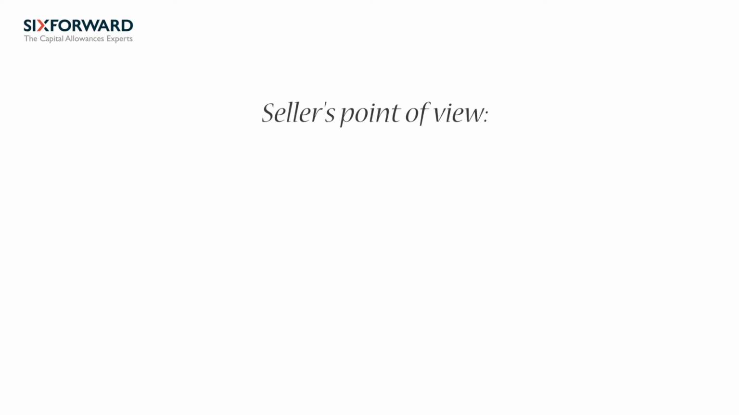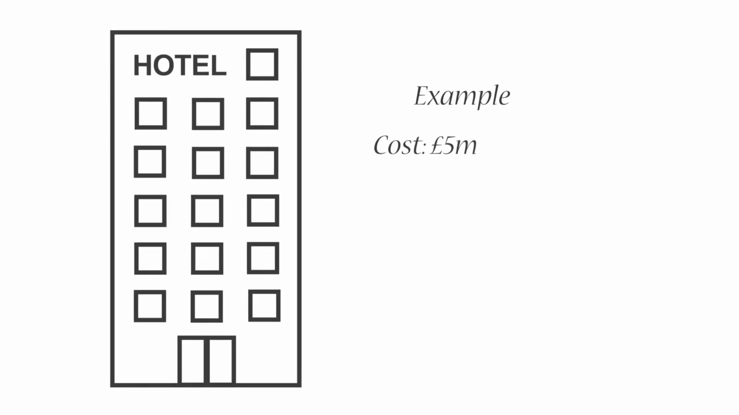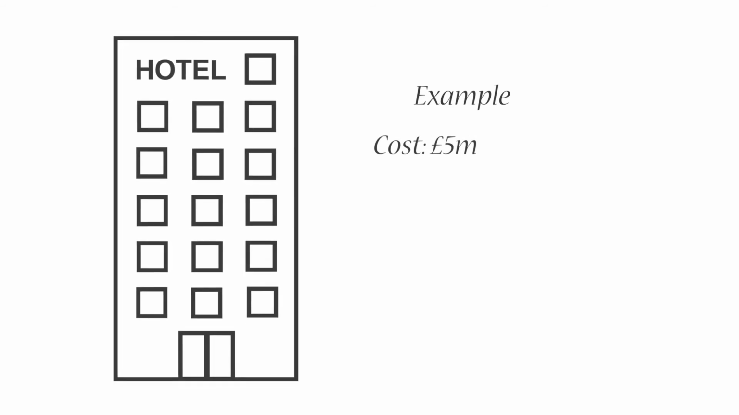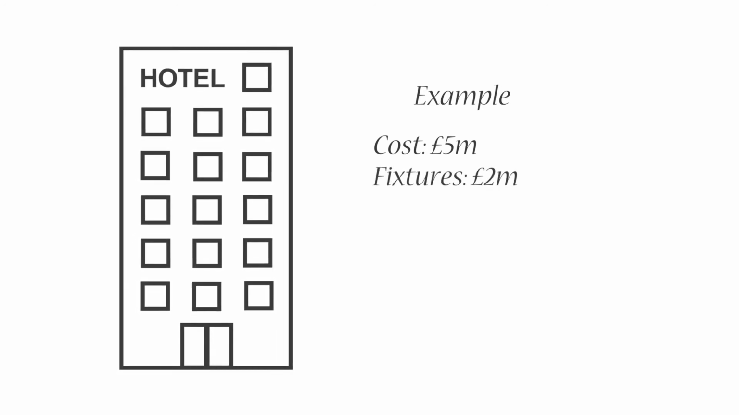He or she may not want to pool new assets, but will nearly always want to sign a fixtures election, as failure to do so can be extremely expensive. This is best explained with an example. Suppose that the vendor runs a hotel that was opened at the end of 2008. Say that it cost £5 million to build, and that fixtures, including integral features, have been identified costing £2 million.